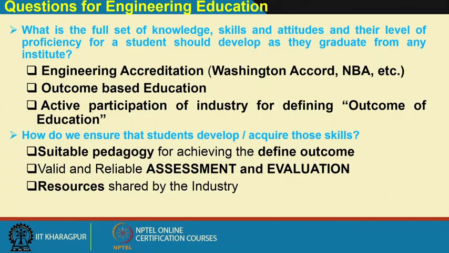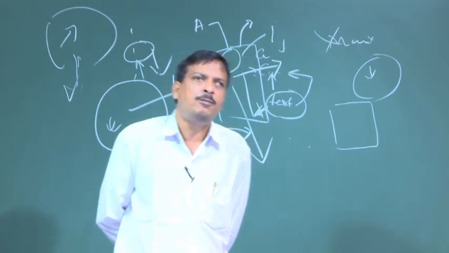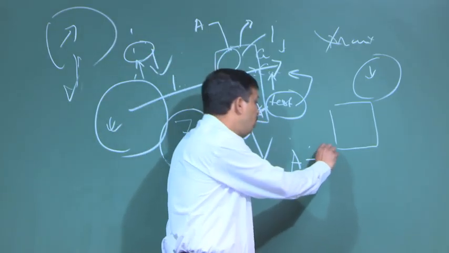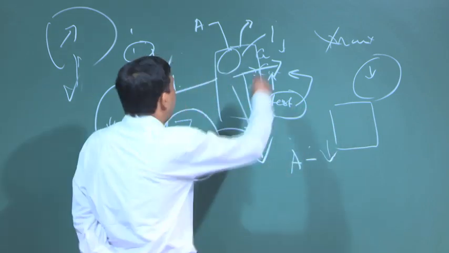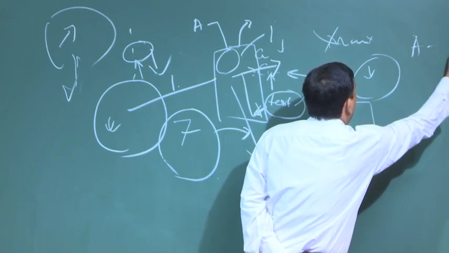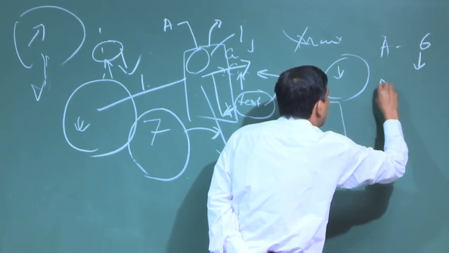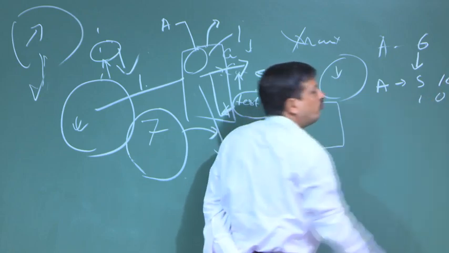Next question: valid, reliable assessment and evaluation. At the end of the course, I have to certify that student A met the outcome with the level of proficiency. Suppose course A has 6 outcomes, and at the end of the course I have to certify that out of 6 outcomes student A achieved 5 outcomes 100% and 1 outcome 0.